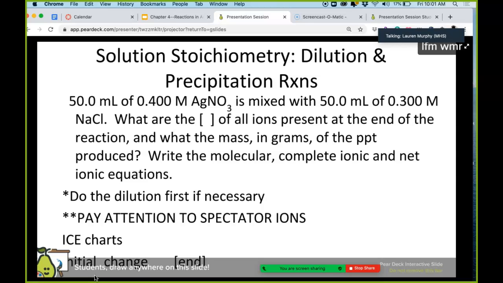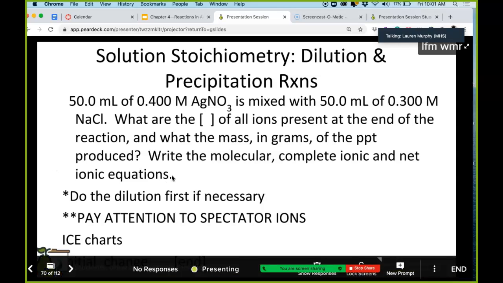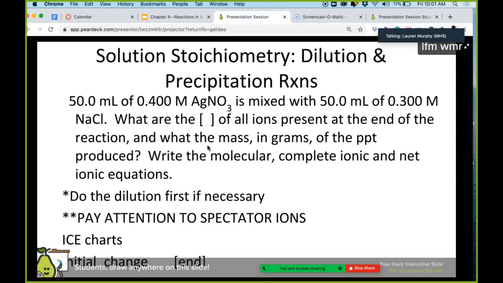So let's look at this problem right here. I give you silver nitrate and I'm mixing it with sodium chloride. So two things are happening. One, dilution is happening. How do I know? I'm taking two solutions and I'm mixing them together. So not only is dilution happening, a chemical reaction is also going to happen. Okay, so we're going to find out the concentration of all ions present at the end of the reaction and how much precipitate is produced.